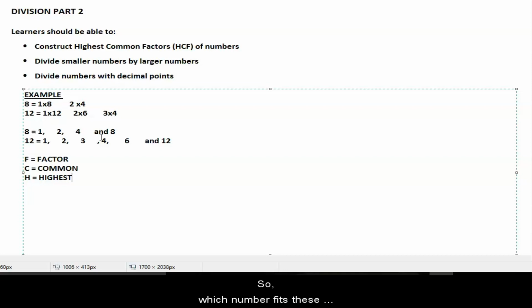So which number fits these characteristics? Certainly it is 4. Yes, the highest common factor here is 4. But let's take it bit by bit and see. As you can see from the list, the highest number is 12. But it is not common because it is not a factor of 8. We do not have 12 among the list of factors of 8. 12 is only attributed to 12.